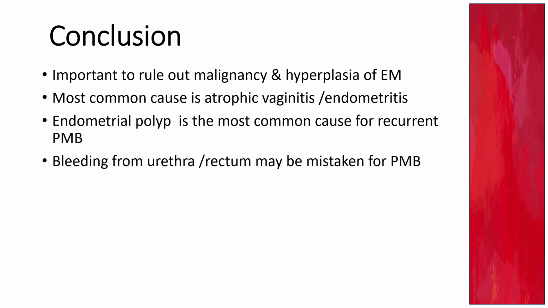So in conclusion, it is important to rule out malignancy and hyperplasia of the endometrium in a postmenopausal woman with bleeding, even though the most common cause is atrophic vaginitis or endometritis. Remember, endometrial polyp is the most common cause for recurrent postmenopausal bleeding. And at the same time, keep in mind, there may be bleeding from the urethra or rectum, which may be mistaken for postmenopausal bleeding.